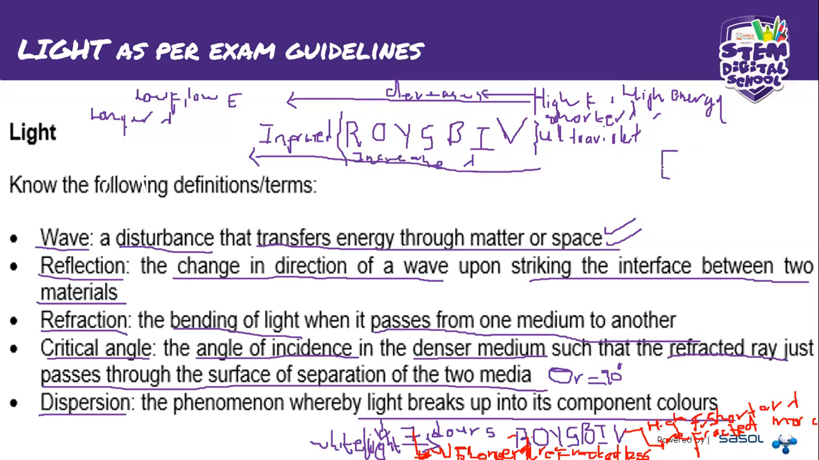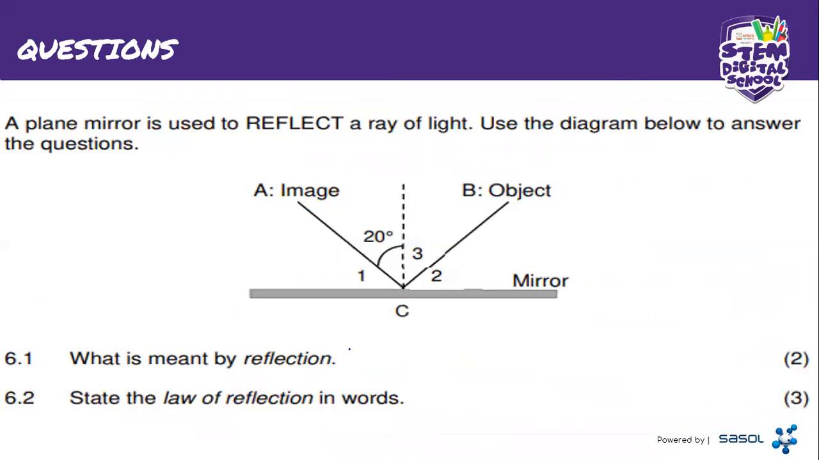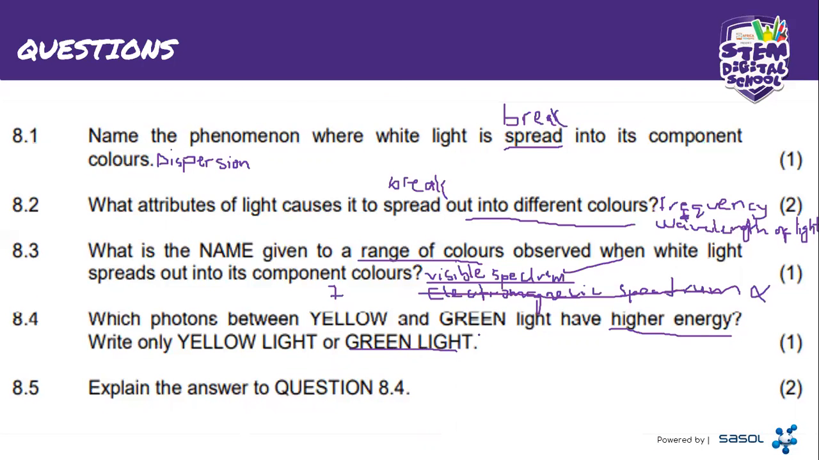And you know why I'm saying the light with the higher frequency will have the highest amount of energy? Because H is a constant, so frequency and energy are directly proportional. The higher the frequency, the higher the energy. So our answer there is definitely green light. And you give a mark. And you must explain the answer to the question.